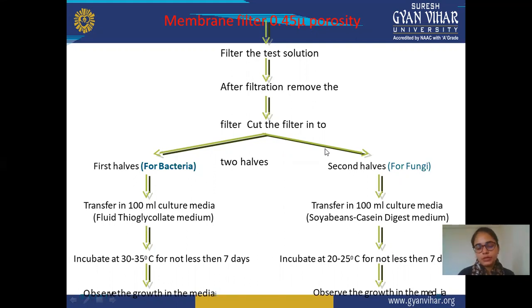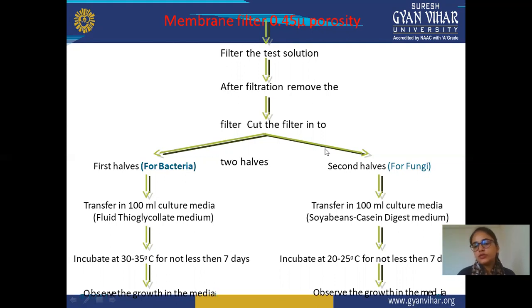So you put this filter paper in a thioglycollate fluid medium of 100 ml capacity, and after this you incubate it for 7 days. Minimum 7 days is required, and the temperature condition is 30 to 35 degrees. After at least 1 week, you observe whether there is any bacterial growth on that filter paper. If there is any bacterial growth, it shows contamination in your formulation, or you can say your product is not a proper sterile form, as bacteria are present.